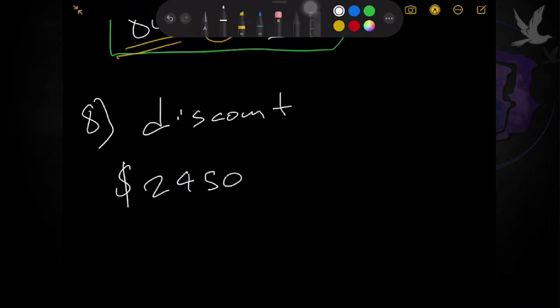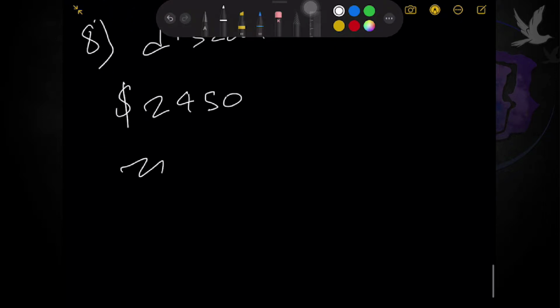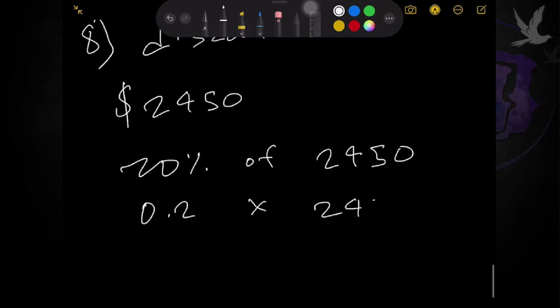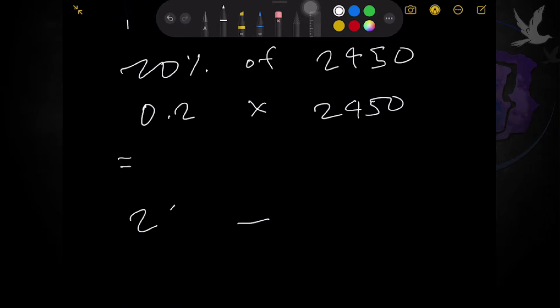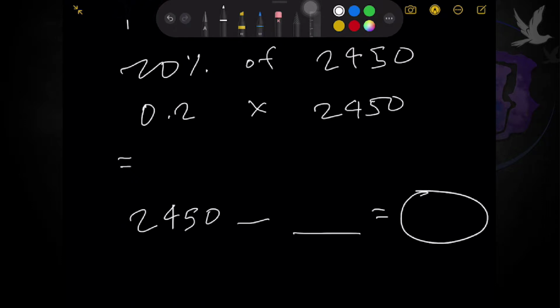So, sinabi daw that 20% discount daw ang binigay during the sale, which means you just need to take 20% of 2,450. So, that's 0.2 times 2,450. And whatever your answer here is, you just subtract it from the original price. And that is your final answer. Okay? So that's 2,450 minus yung answer nyo dyan sa 0.2 times 2,450. And that is your discounted price. That is basically how you take discounts kahit magpunta kayo sa mall and such. Okay?